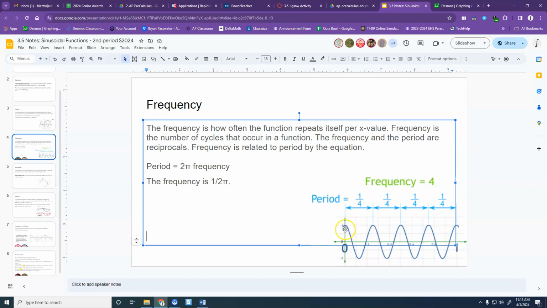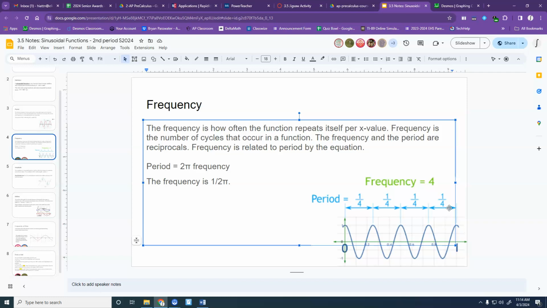But the period of this graph is how long it takes to repeat. So this graph is repeating every 1/4. The x-axis, from maximum to maximum, that's a difference of 1/4. The frequency is the number of waves that you have in one time period, whatever that might be. So in this case, if your period is 1/4, that means you've got 4 full cycles in that first hour or second or whatever that's talking about.